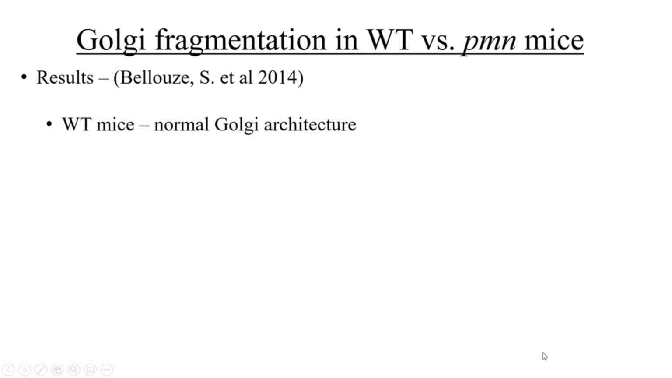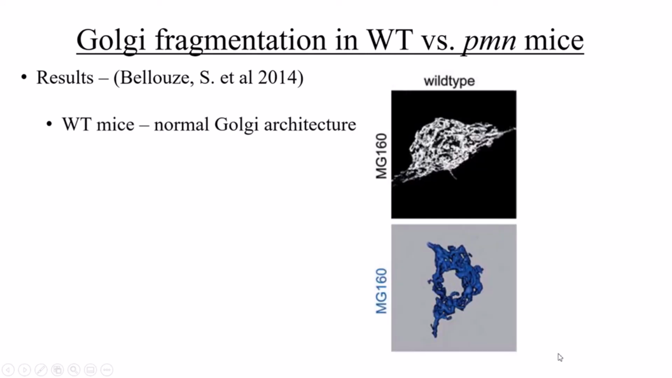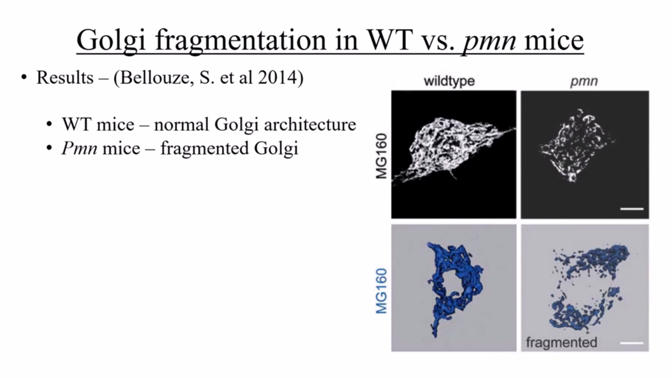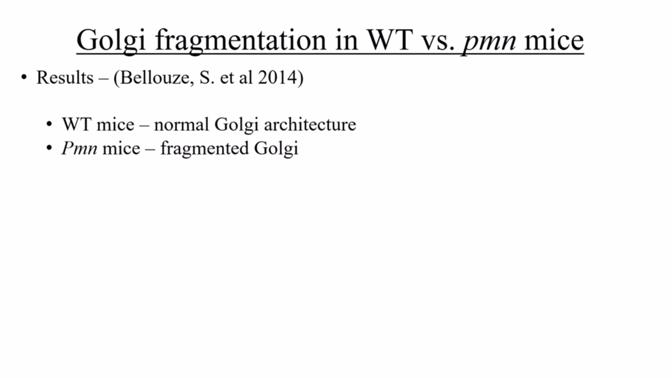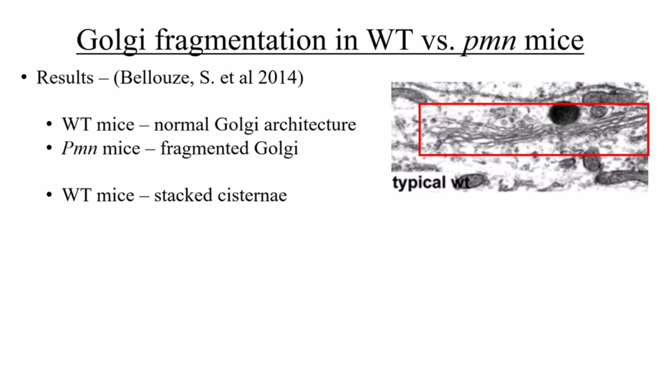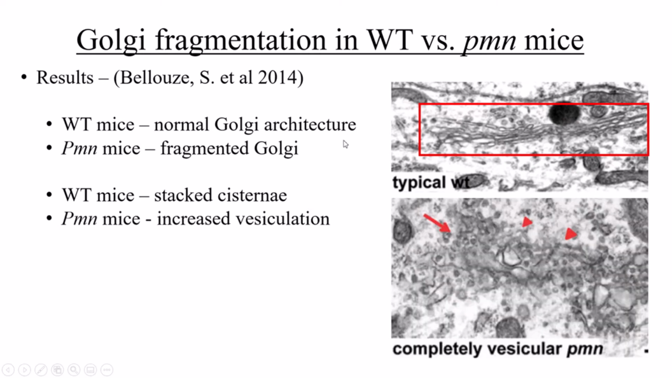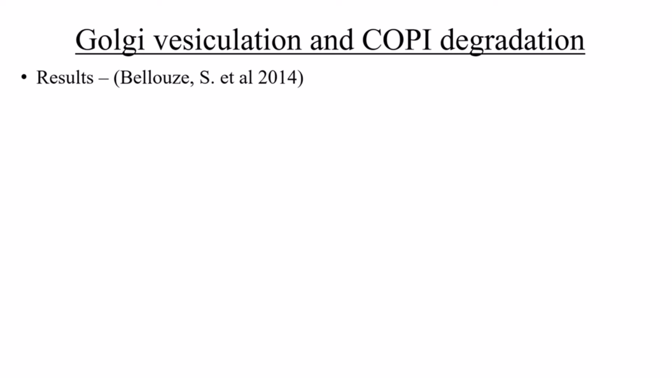So using fluorescent microscopy, they imaged wild-type Golgi, and they found it was normal, and they also looked at the fragmented Golgi in the PMN mice. They also used electron microscopy. Looking at wild-type mice, you can see the Golgi has the characteristic folds and stacks, whereas in the PMN mice, you see there's an increase in vesiculation and there's just a lack of structure.